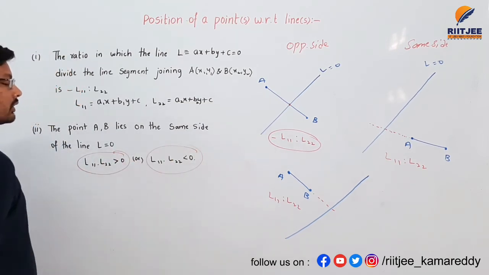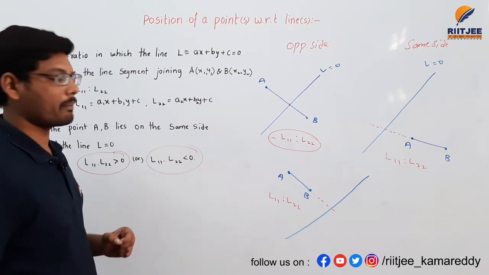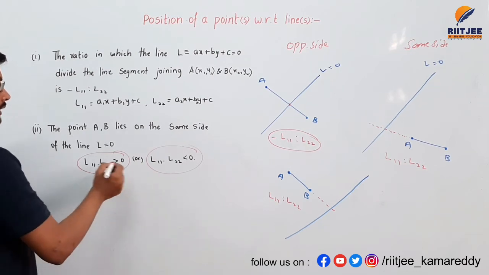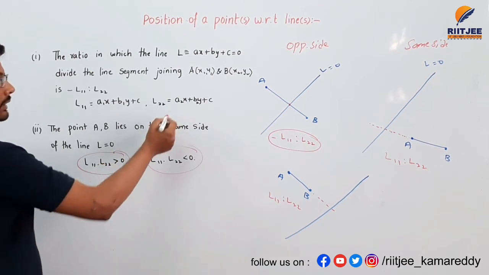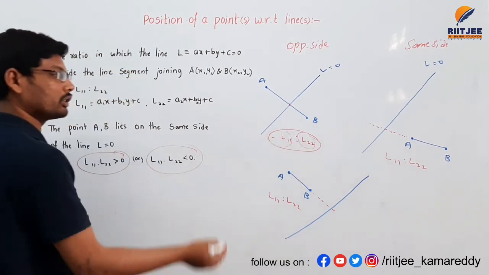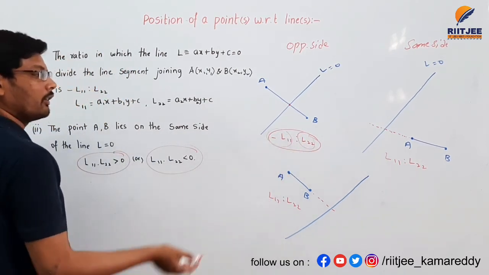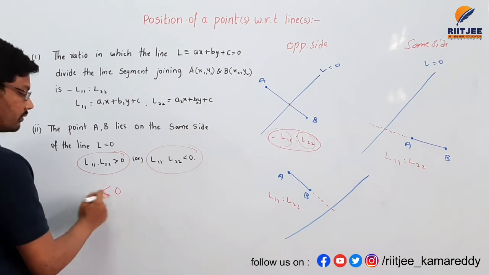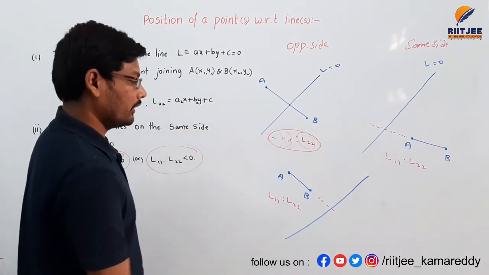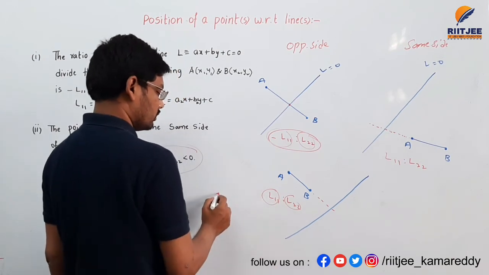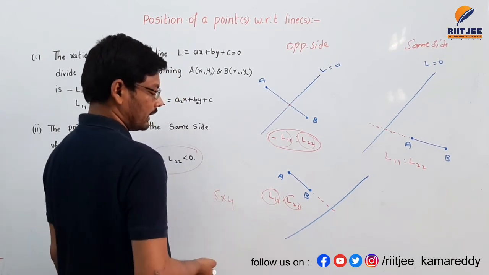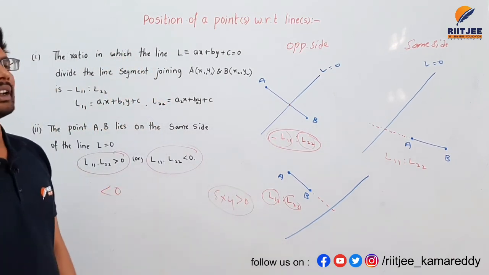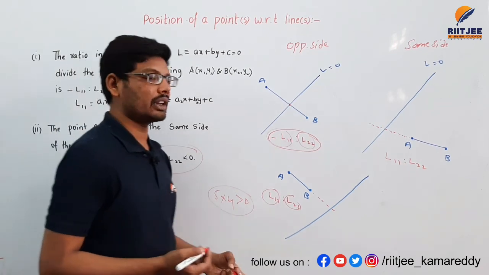L11 and L22 are just real numbers. If one is positive and one is negative, that is, the points are on opposite sides, then the product is less than 0. If L11 and L22 are both positive or both negative and you multiply them, the product is greater than 0, so the points are on the same side of the straight line. This is all about the position of a line with respect to points.